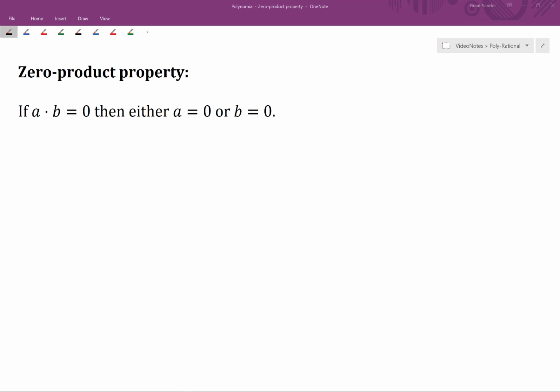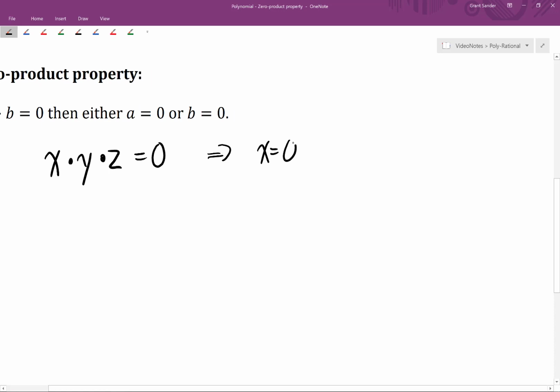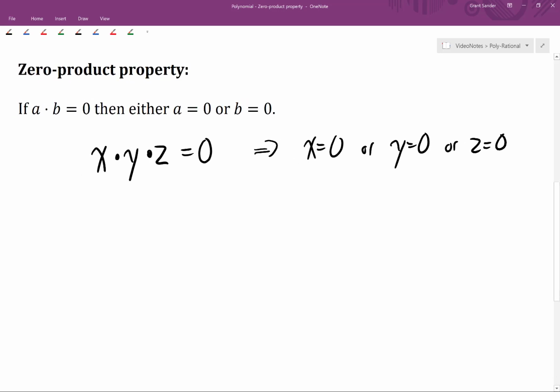So essentially, if we have a product of numbers equal to 0, one of those numbers had to be equal to 0. There's no way to get a product of 0 without one of the terms that we're multiplying together being equal to 0. So the implications of this are kind of nice. If we have something like x times y times z, and that's equal to 0, then one of the following things has to be true. Either x was equal to 0, or y was equal to 0, or z was equal to 0. One of those things had to be equal to 0.